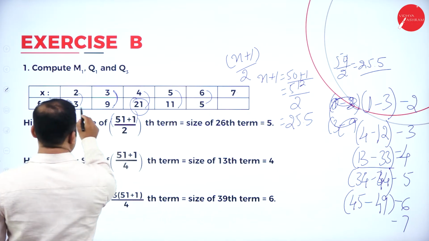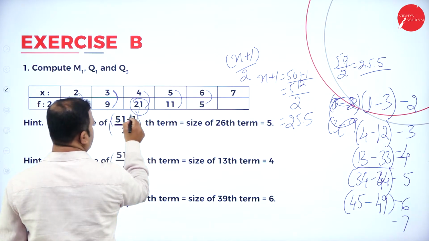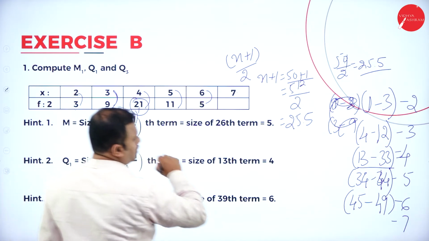So 3 plus 9 is 12. 12 plus 21, what is 12 plus 21? Please see here.